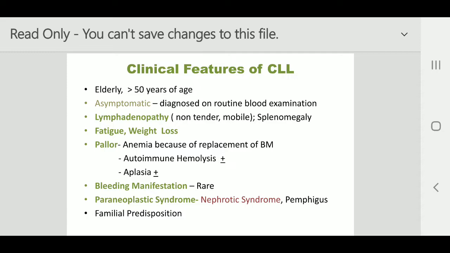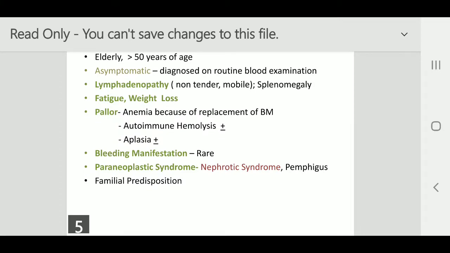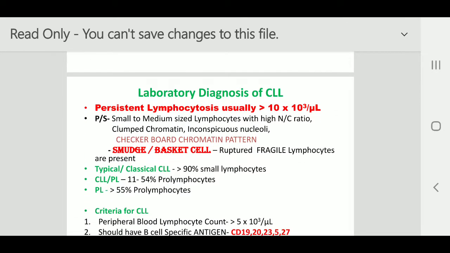The clinical features can be varied. At times they are asymptomatic, that is the patient has no symptoms and it is diagnosed only on routine blood examination. At times they present with lymphadenopathy, non-tender, mobile. The third most common presenting feature is heaviness in the left upper part of the abdomen, that is when there is massive splenomegaly. There is fatigue and weight loss. This occurs because of the cytokines that are released from the tumor cells. If there is anemia due to replacement of the bone marrow, there can be pallor. Bleeding manifestations are rare, as are paraneoplastic syndromes.